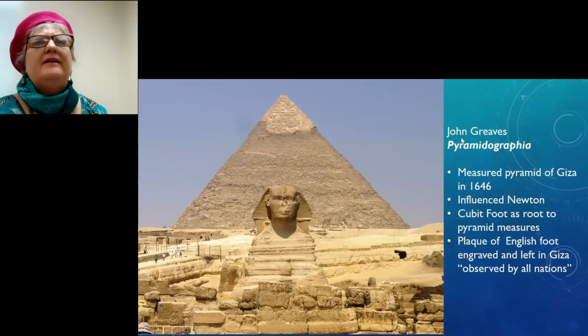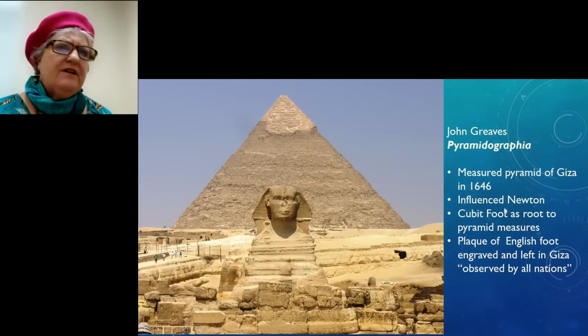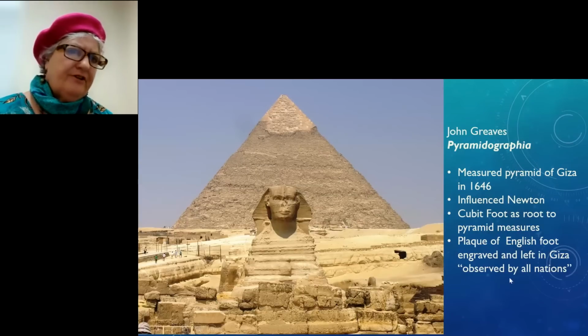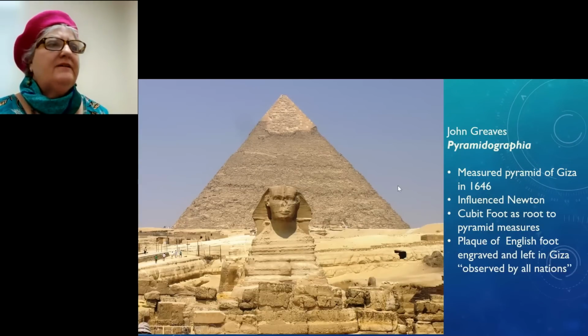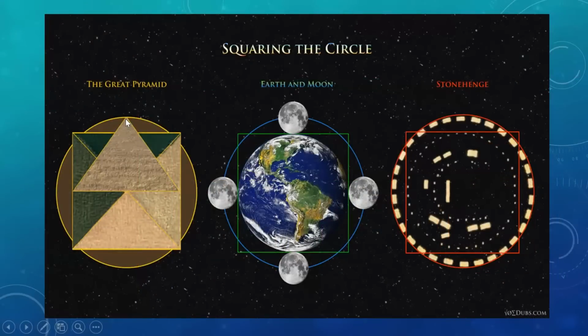In Pyramidographia, John Greaves explains that it was measured in 1646, and this influenced Newton to discover the cubic foot, which has now been engraved on a plaque. These are some images of the squaring of the circle within the Great Pyramid, and you can see there are these odd points, and this is reconciled in the fact that the Great Pyramid has 2 measures for the base. Here's the relationship of the Earth to the Moon in terms of the golden mean, and a depiction of Stonehenge.